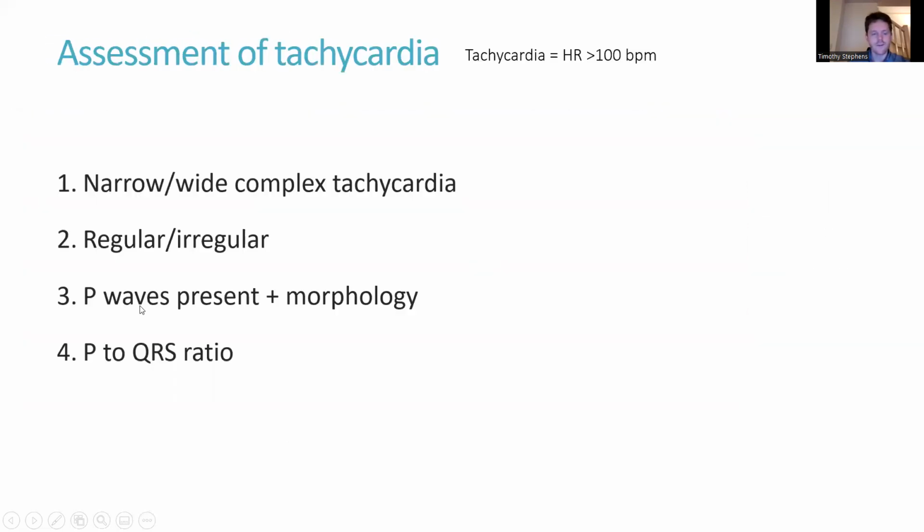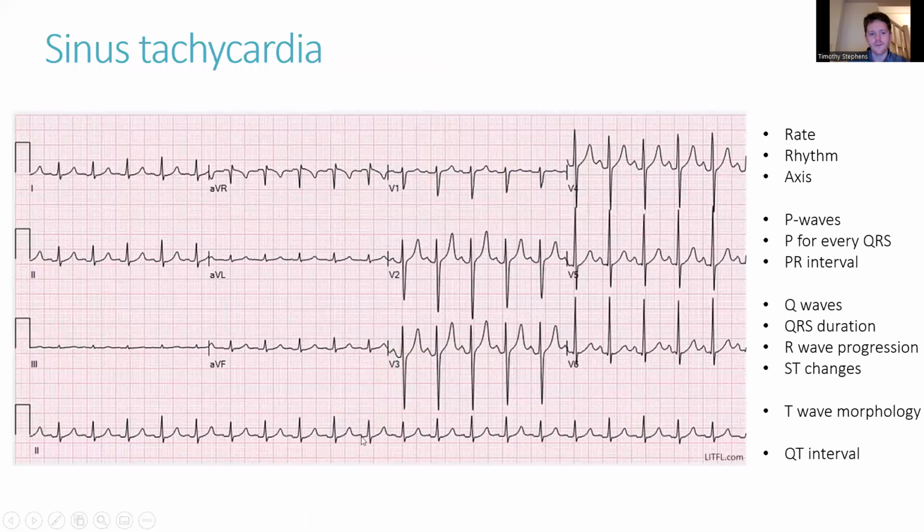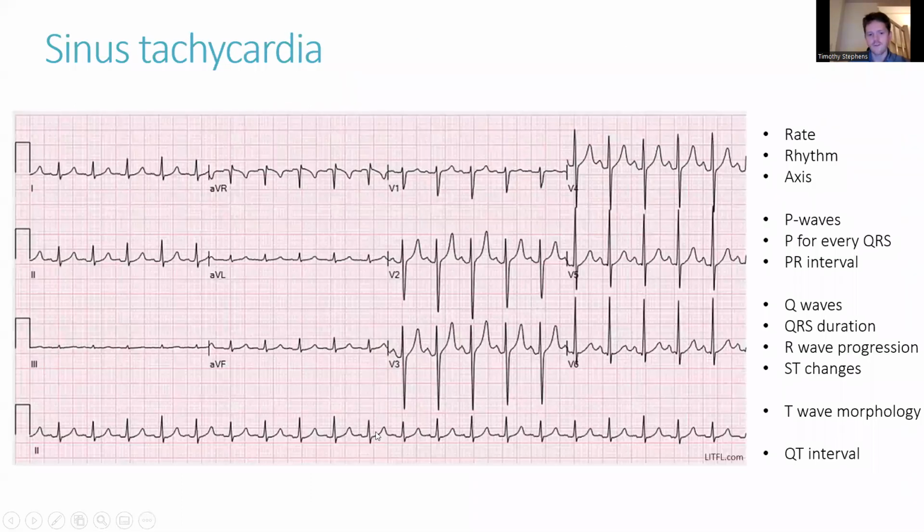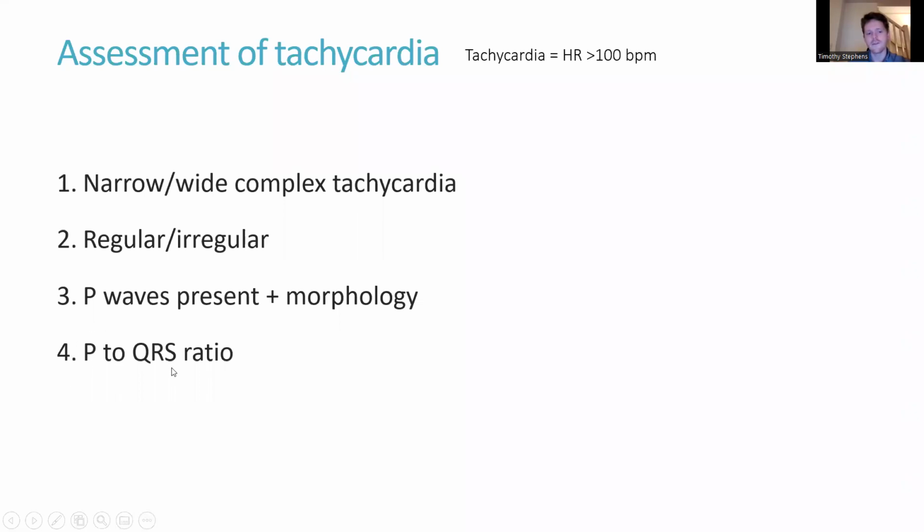Are the P waves present? Also, and morphology, which we're going to come to in a bit as well. And here you can see that, yeah, there are P waves. And is there a P for every QRS? Yes, there is. And sometimes you also want to think about, is there more Ps than QRSs? Or is there more QRSs than Ps? And this will all direct you into sort of an idea of what you're looking at on that tachycardia.